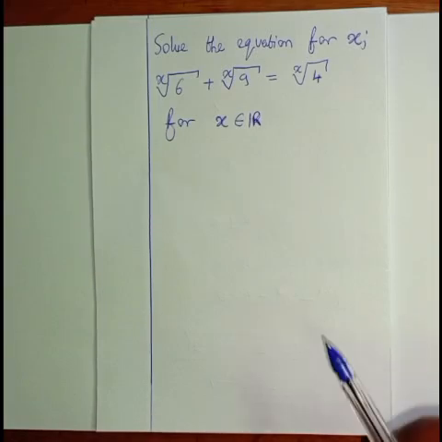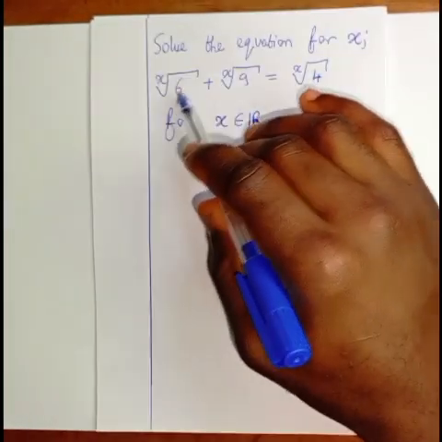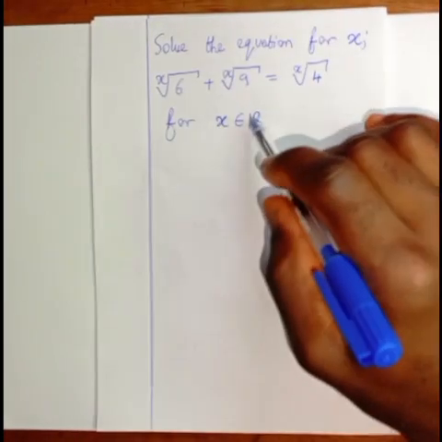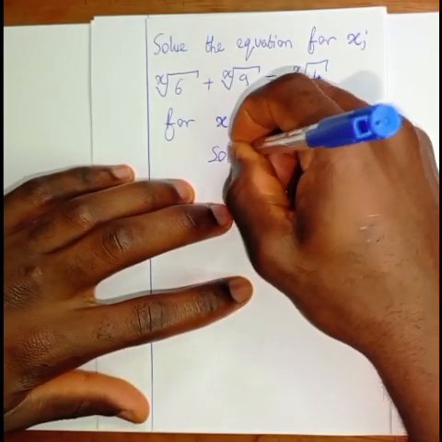We have to solve the equation for x. We have the x-th root of 6 plus the x-th root of 9 is equal to the x-th root of 4, for x belonging to the set of real numbers.